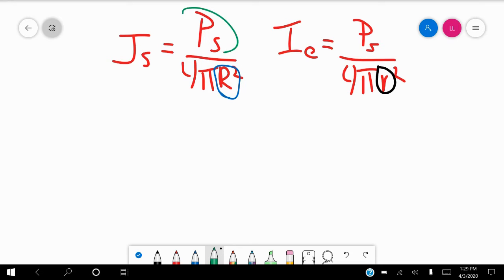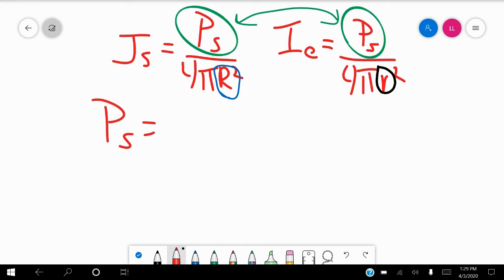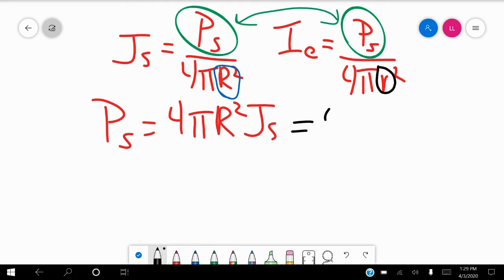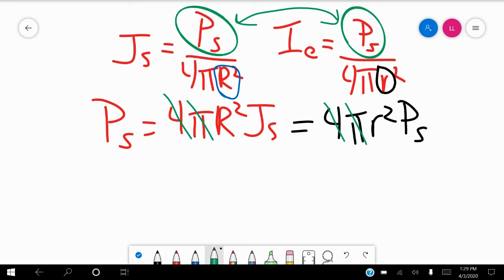So what we're going to need to do is solve both these equations for Ps and just set them equal to each other. So if we do that, you get Ps equals 4 pi capital R squared Js, but that's going to equal 4 pi lowercase r squared Ie. And then what we can do is note the 4 pi, we can cancel out, okay? So essentially we're just not worried about that Ps part, and we're going to be able to cancel out the 4 pi's because they're on opposite sides of the equal sign.